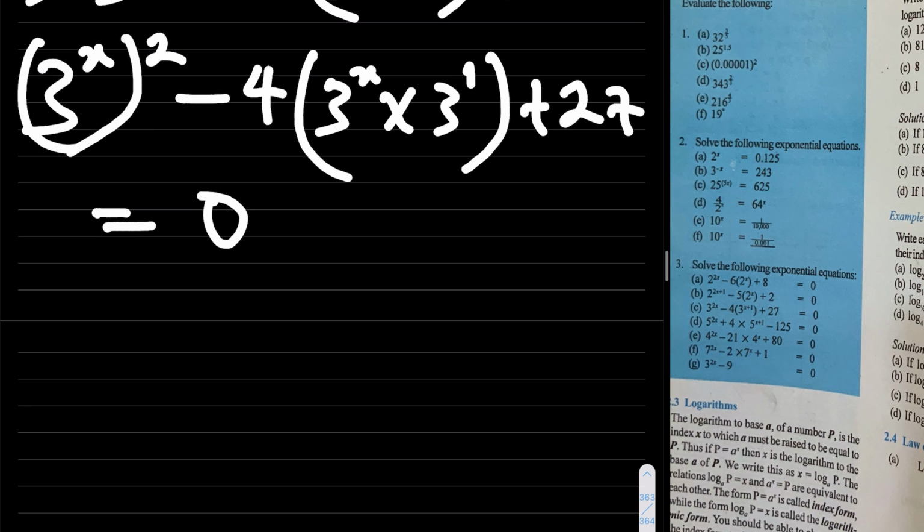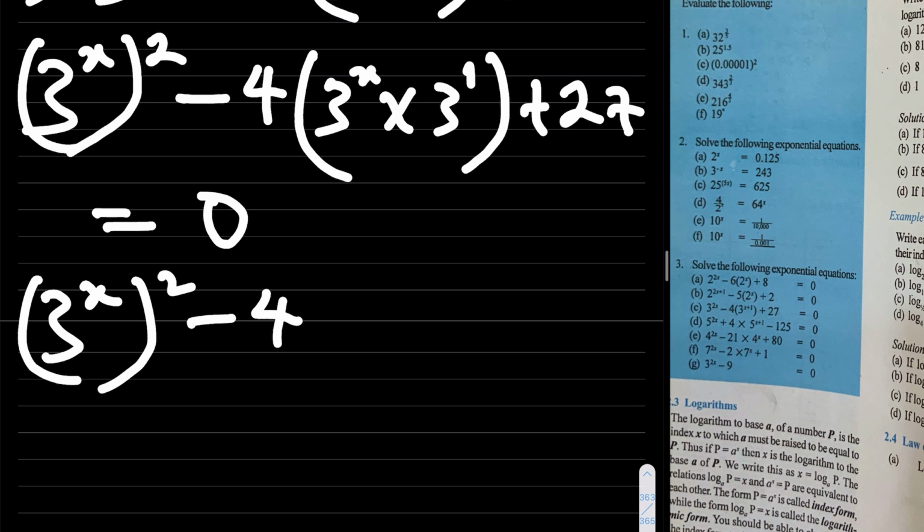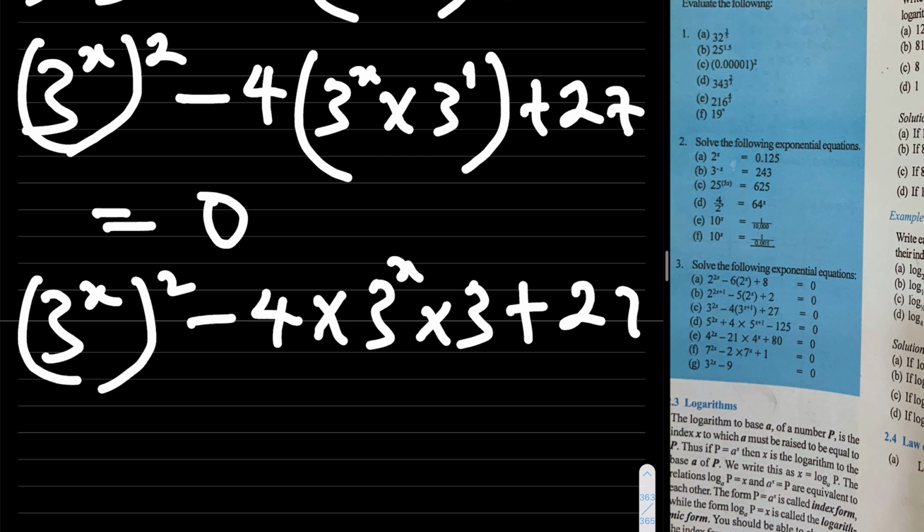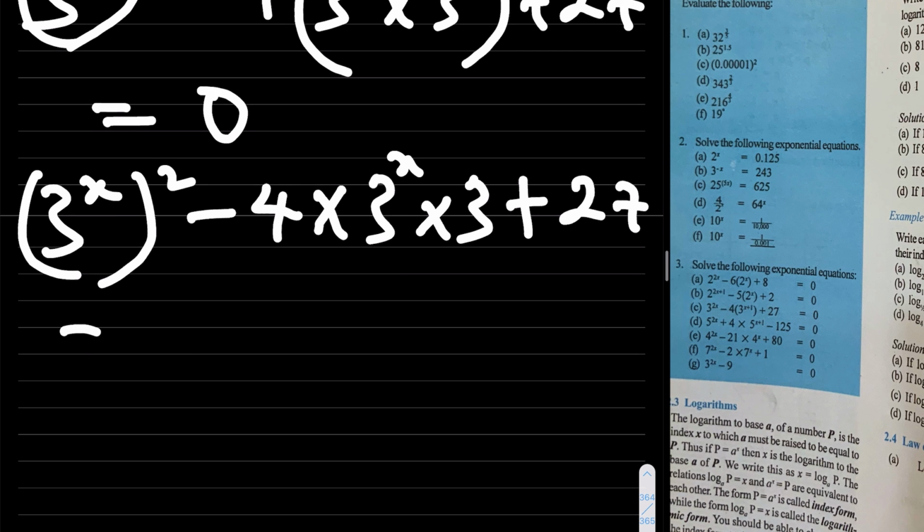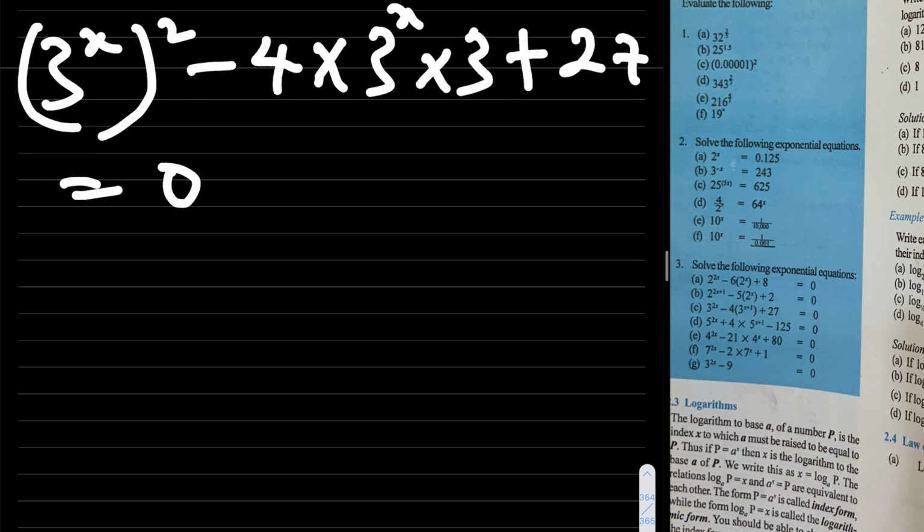So what happens? Let me write it this way so that you don't get confused. The square of 3 raised to power x, minus 4 times 3 raised to power x times 3, which is the same as 3 raised to power 1, plus 27 equals 0.